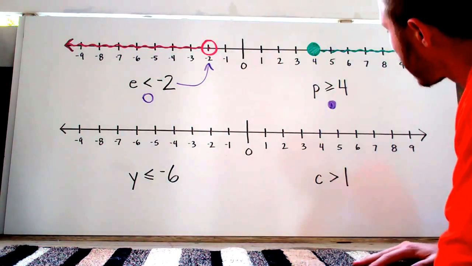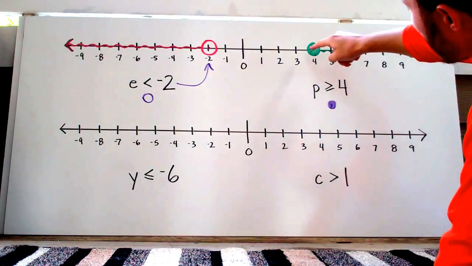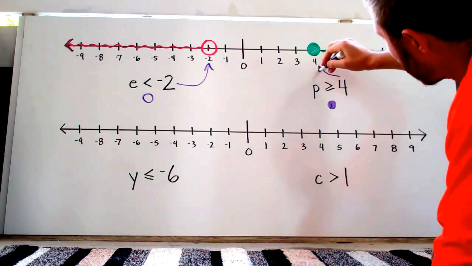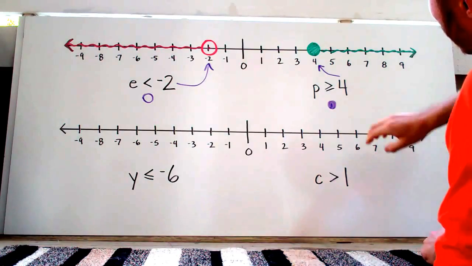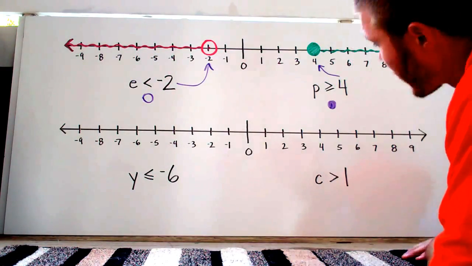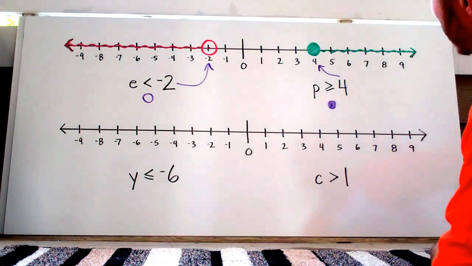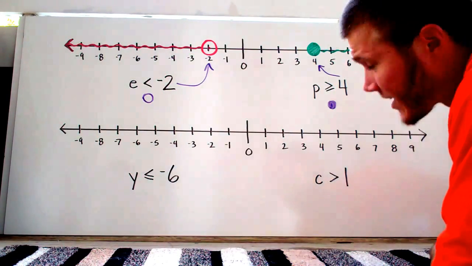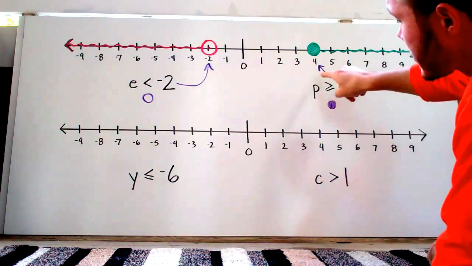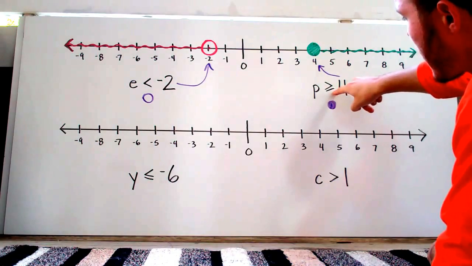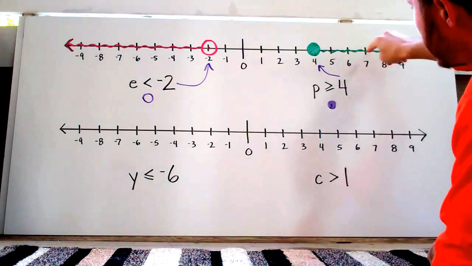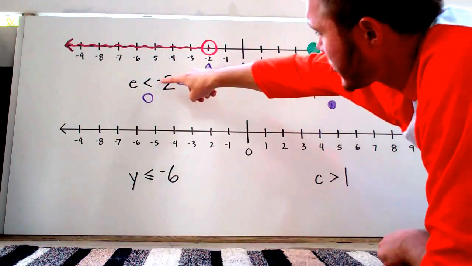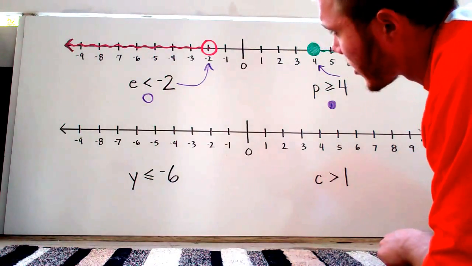Alright, so P is greater than or equal to 4. I put a closed dot on the 4, and since it's greater than 4, I shaded it to the right. Another way to look at this, class, is look at the way the inequality arrow is pointed. Now, as long as the variable comes first and the number comes second, whichever way that arrow points, that's the way you shade. Look, it's pointing to the right, so we're shading to the right. This one's pointing to the left, so we're shading to the left.